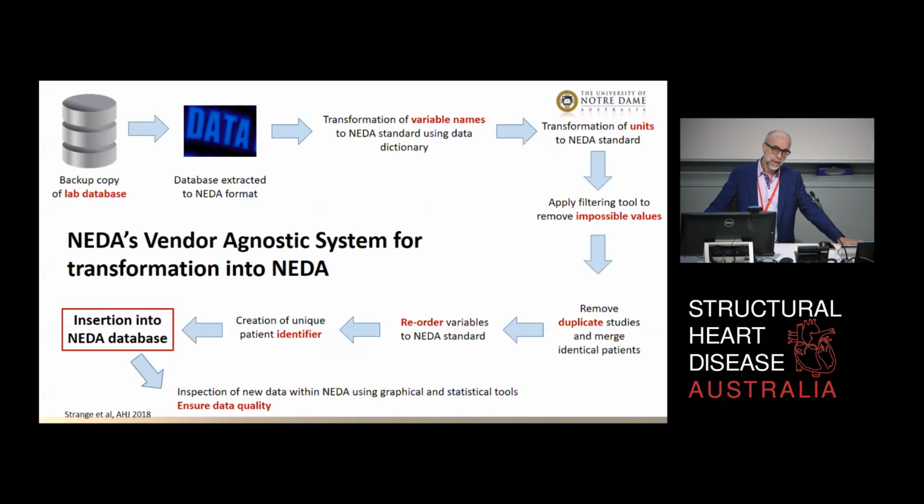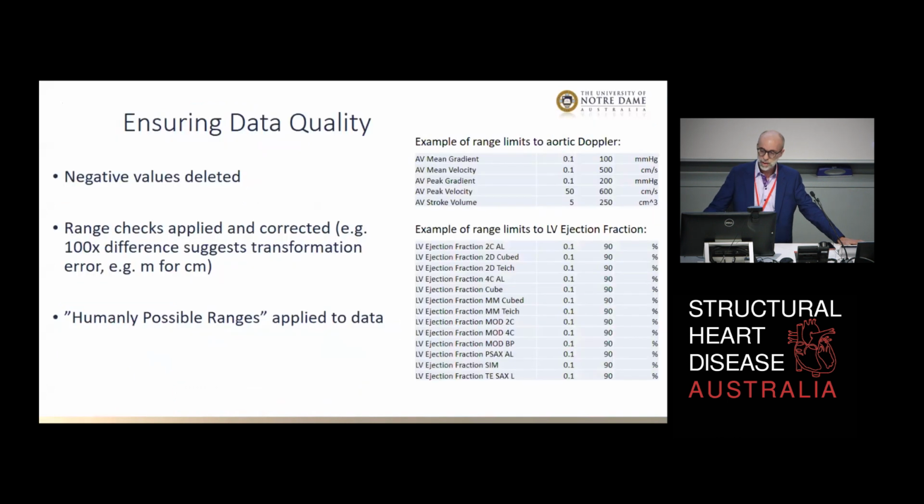And then once we do that, we then do a further sanity check to make sure that everything is correct. So for example, we get rid of all negative values, apart from strain, which of course is negative as it's supposed to be. We check for ranges, make sure we're not doing a centimetres to metres transformation accidentally, and we check these things called humanly possible ranges, which is something we've kind of invented. As you probably see on your echo report, sometimes there are impossible values that turn up, and that's okay in an individual echo report, but in a database it's not okay.